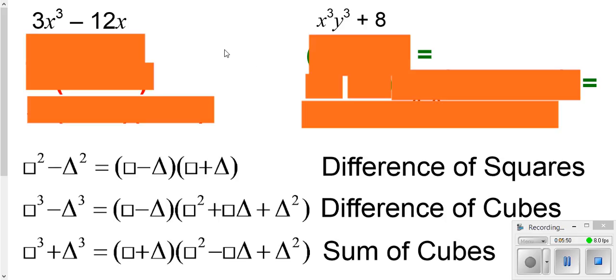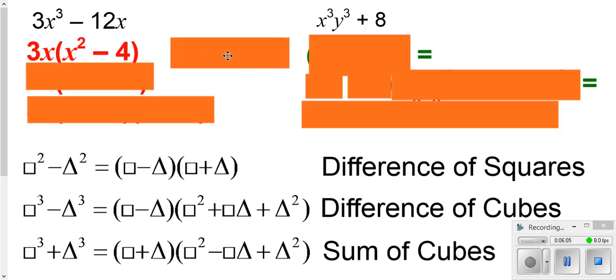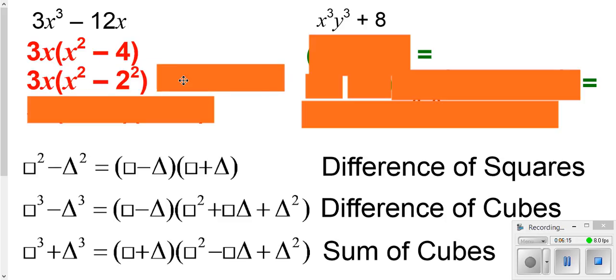Factoring these, we're still going to go ahead and look for that greatest common factor. You'll notice on this one here, greatest common factor, 3 goes in and x goes in. So we're going to pull out a 3x. We'll pull out that 3x, and that's going to leave us with an x squared minus 4. Now, this ends up being one of the specials in the parentheses because it's an x squared minus a 2 squared.